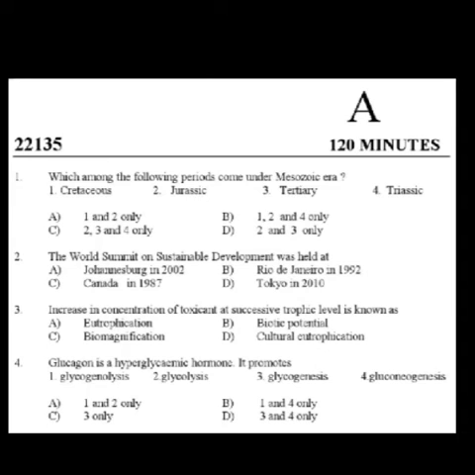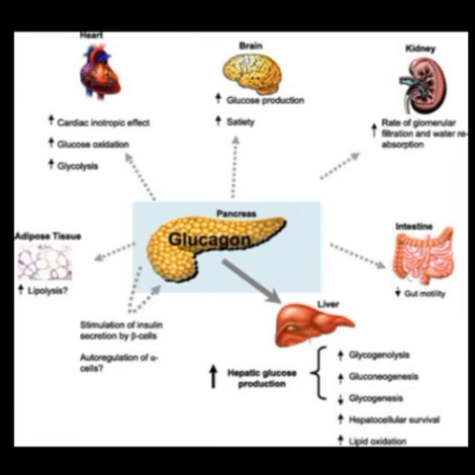That means glycogenolysis, gluconeogenesis. Glucagon is a hormone that our pancreas makes to help regulate our blood glucose levels. Glucagon increases our blood sugar level and prevents it from dropping too low.